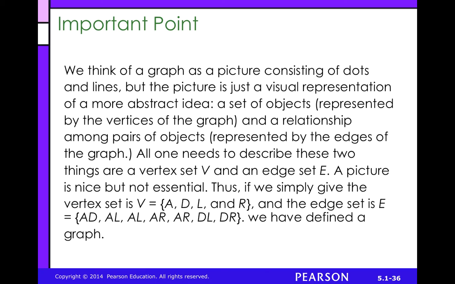We think of a graph as a picture consisting of dots and lines, but the picture is just a visual representation of a more abstract idea. The idea is that there's a set of objects, represented by vertices, and a relationship between 2 objects, which is represented by the edges. So all that you need to describe these 2 things are a vertex set and an edge set. The vertex set tells you the objects you're interested in, and the edge set tells you how they are related. A picture is nice, but not always necessary. Just from the edge set and the vertex set, you know everything you need to know about the graph. Once you have these 2 sets, everything else is just aesthetics. It just depends on how you want to draw your picture.